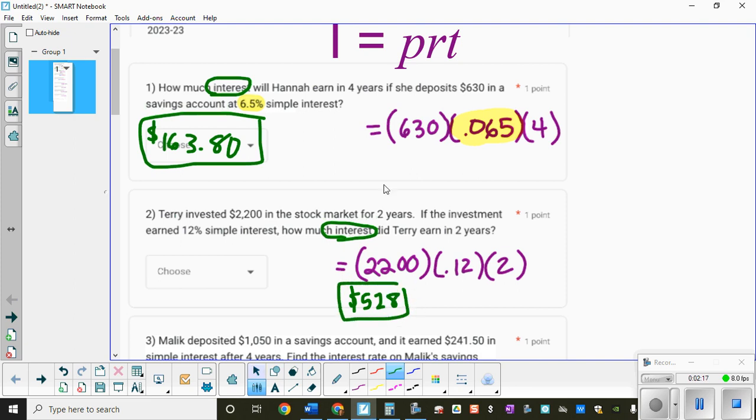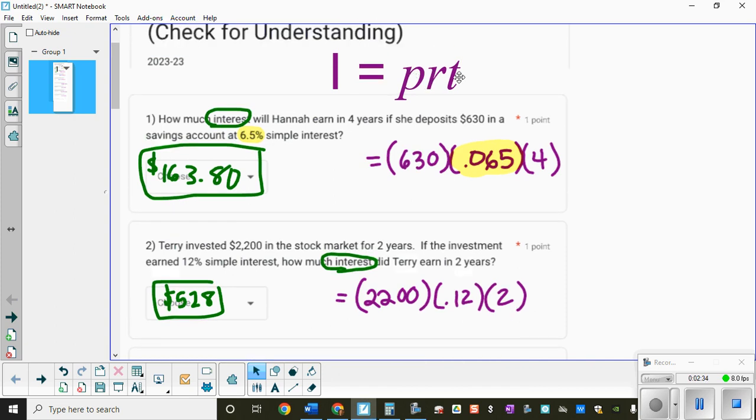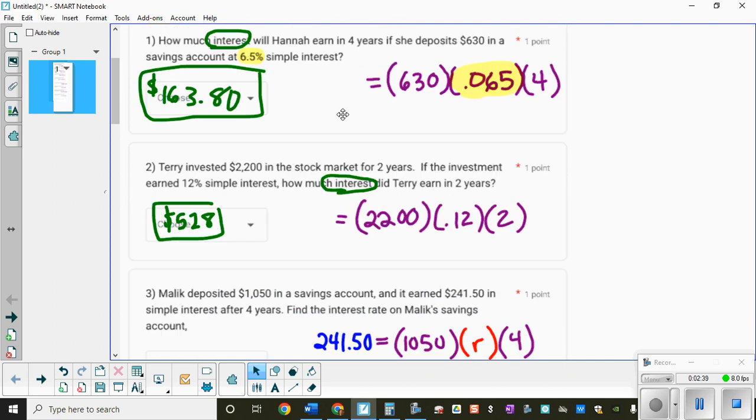Only if it asks what's the balance, like how much does Terry have invested at the end of the 2 years, then you would add it back in. But since it's simply asking what's the interest earned at the end of those 2 years, we are done with that calculation. That's what the formula tells us, PRT. It multiplies together to tell us the interest earned, okay?